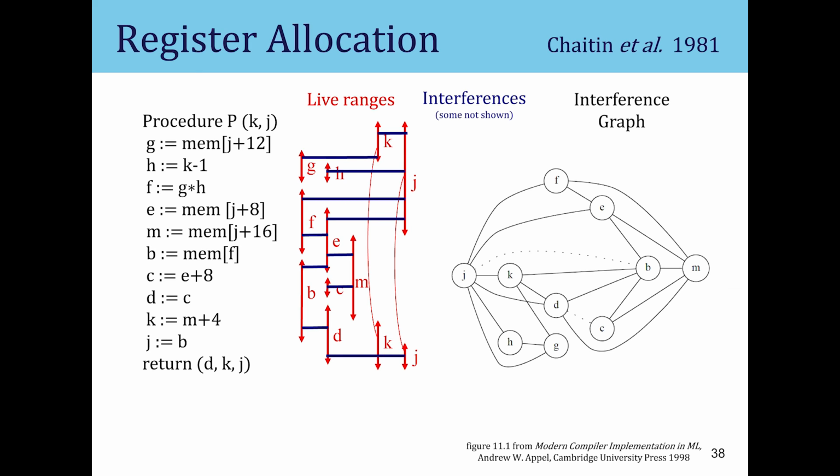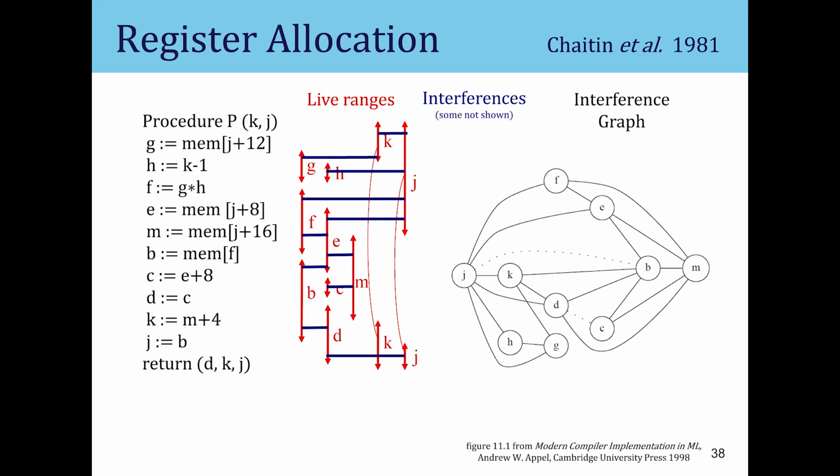So Chaitin's abstraction was to understand which pairs of variables interfere with each other, that is, their live ranges overlap, and then to construct an undirected graph with an edge between any pair of nodes, variable names, whose live ranges overlap. So that's the interference graph. I'll talk about the dotted line edges later, but just look at the solid edges.